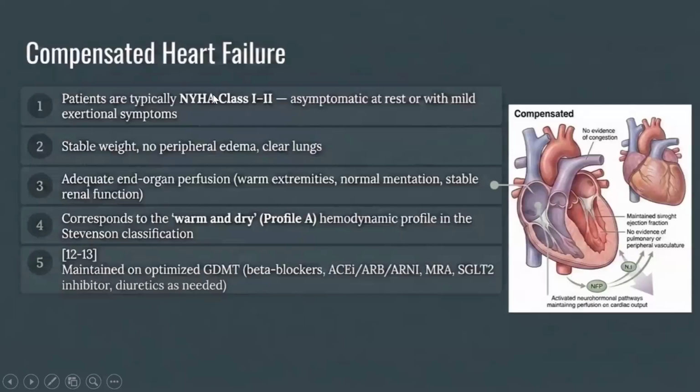And how will compensated heart failure present? We refer to our categories that we saw a couple slides ago. Patients are typically New York Heart Association class 1 and 2, so asymptomatic at rest or with a little bit of mild exertional symptoms. They're stable, their weight is stable, they have no peripheral edema, and they have clear lungs.